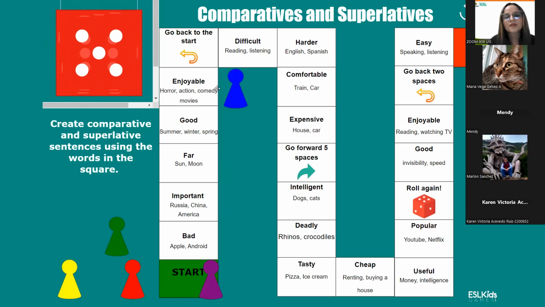Okay, Maria. You have the adjective enjoyable. And you have these nouns: horror, action, comedy, movies. So you have to create a sentence with these clues. You can make a sentence with a comparative form of enjoyable or with the superlative form of the adjective, whatever you want, okay? Go ahead.